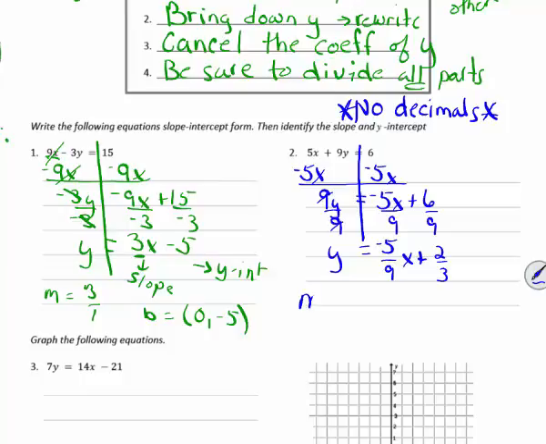Okay, my slope, negative 5/9. Right, that comes from the coefficient of x. My y-intercept, which is b, is 0, 2/3. Which would mean it's not going to be real easy to graph, but that's where it would end up. All right, let's try another one.